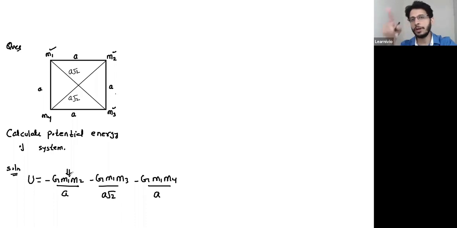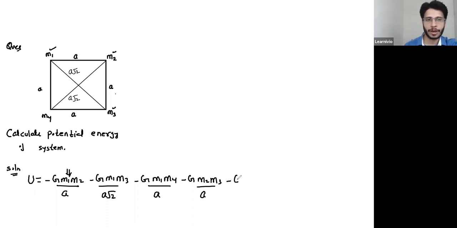If you say M1 interacts with M2, or you say M2 interacts with M1, they're the same interaction. We will not take this interaction twice. It's one interaction. Then we can take the interaction of M2 with M3. So this is minus G M2 M3 over. Next is M2 with M4. We have not yet considered this interaction, M2 with M4. Minus G M2 M4 by AB.